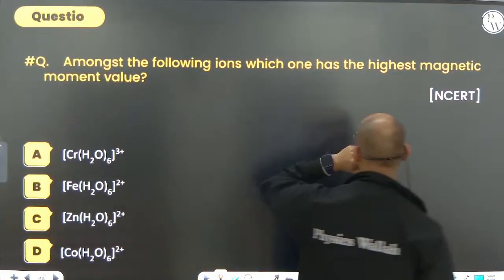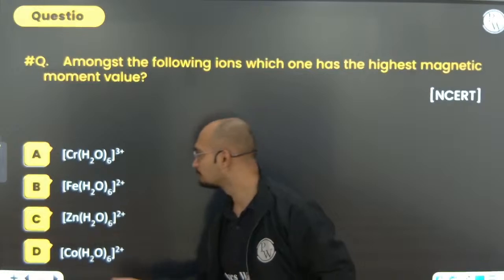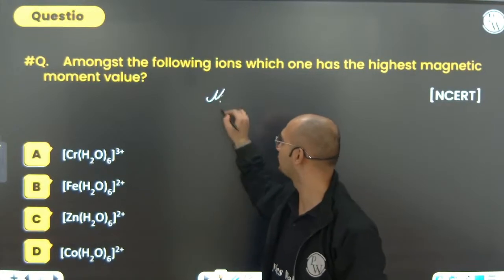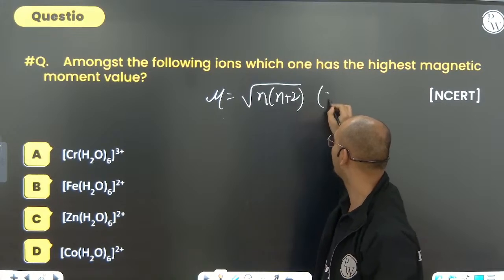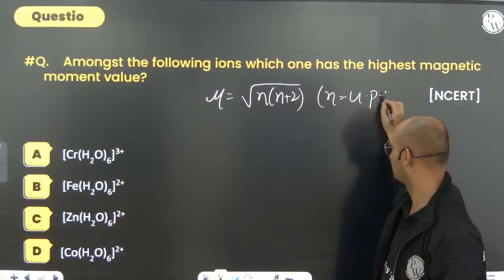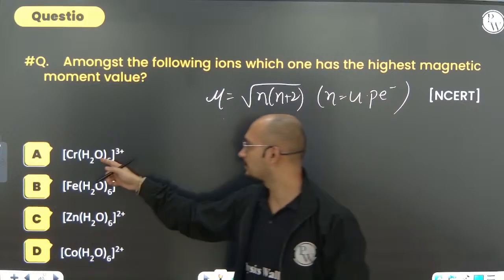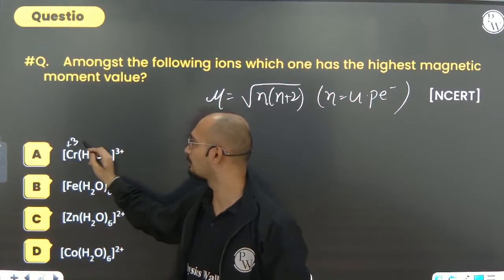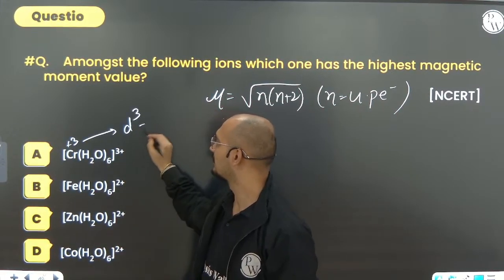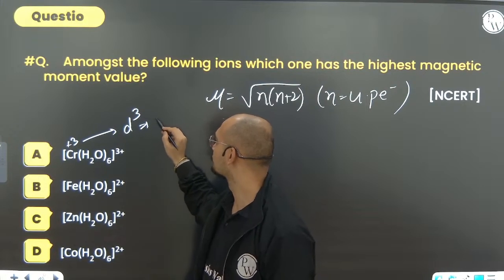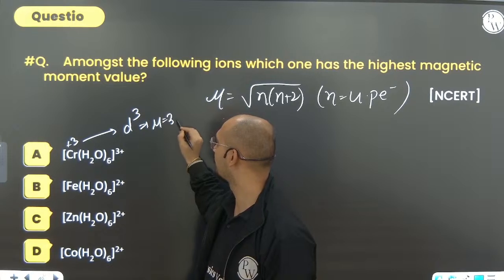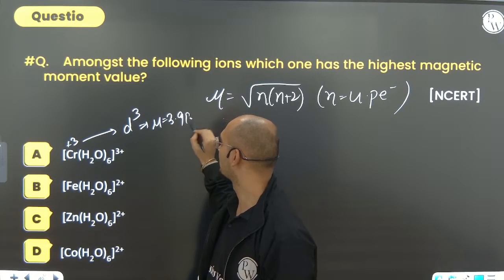Next, amongst the following, which one has the highest magnetic moment value? Now magnetic moment के लिए everyone you know that mu equals root of n into n plus 2. Here n is the unpaired electrons. Can you see here chromium is plus 3? Chromium plus 3 मतलब it is d3. d3 मतलब कितने unpaired electron? 3 unpaired electrons. So therefore mu will be equal to 3.9 Bohr magneton, something like that.